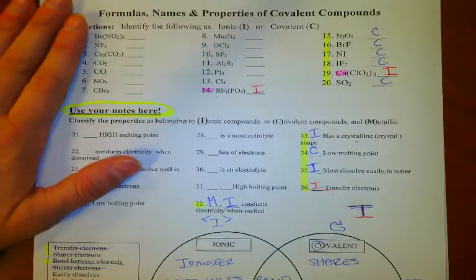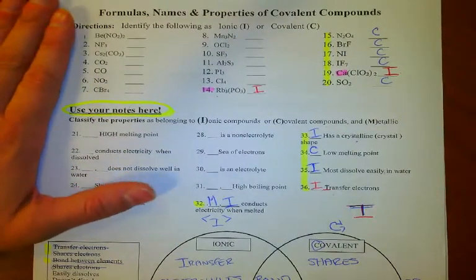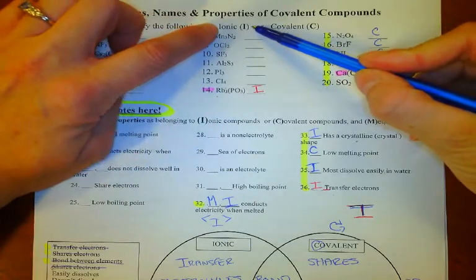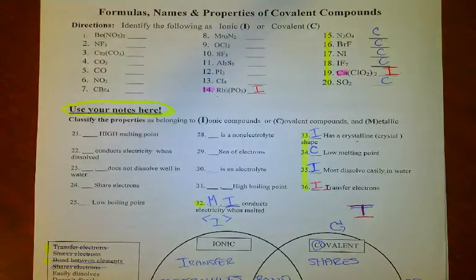All right, next class we're going to learn the naming rules for covalent compounds. So for today, it's going to be really important that you can mentally separate when you're using the old Unit 3 ionic rules and when we're using the new Unit 4 ones.